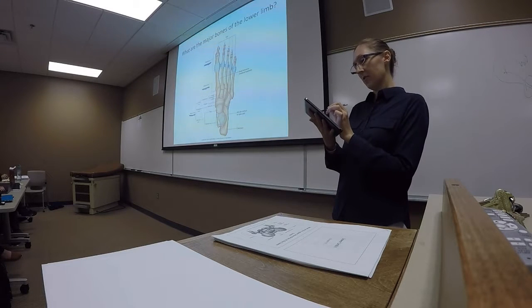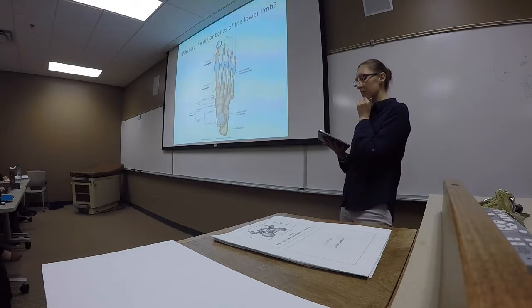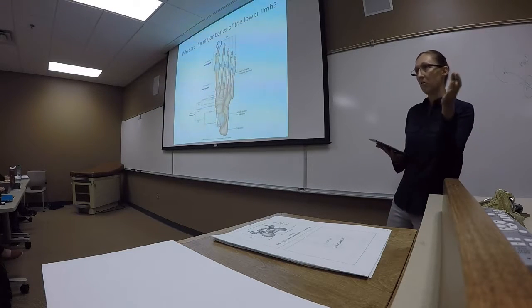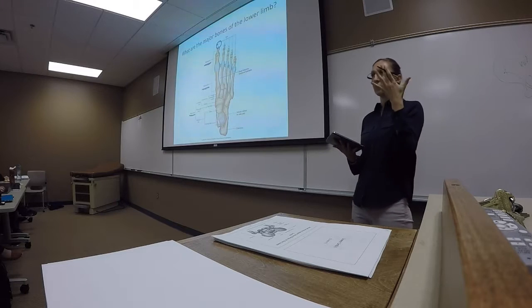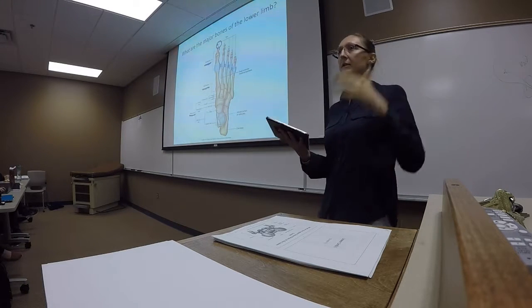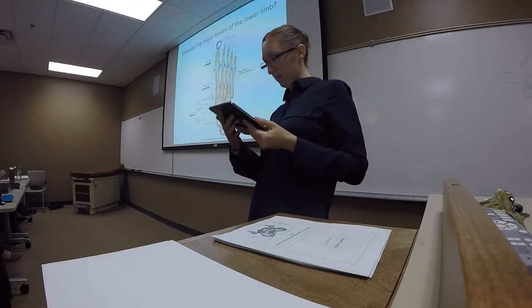And then the toes, remember we start numbering them with the big toe. So the big toe is always 1, and we go out from there. Same is true with the hand. Thumb is always the first digit. So just a reminder of those.